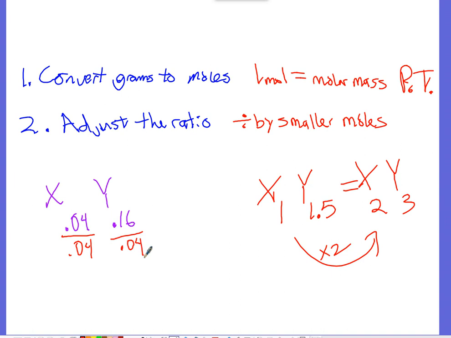What is 0.04 divided by 0.04? 1. And then the other one, 16 divided by 4 is 4. And so we get a nice clean ratio when we divide by 1. All right, divide by the smaller one.